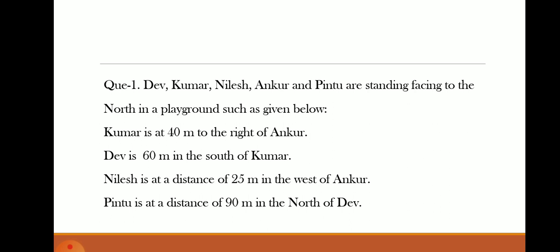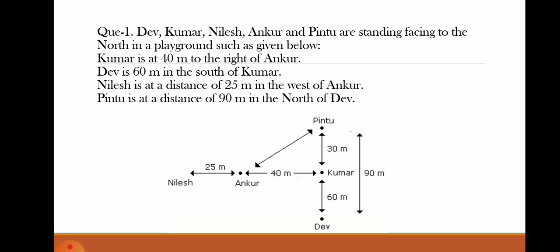So first, Dev, Kumar, Nilesh, Ankur, Pintu are standing facing to the north in a playground such that some information related to these 5 persons is given. Kumar is 40 meter to the right of Ankur. So let us plot this diagram. The first information is given related to Kumar. Kumar is 40 meter to the right of Ankur. So let us first plot a point for Ankur. From Ankur towards right, Kumar is placed. So 40 meter distance between Ankur and Kumar, and Kumar is right of Ankur.